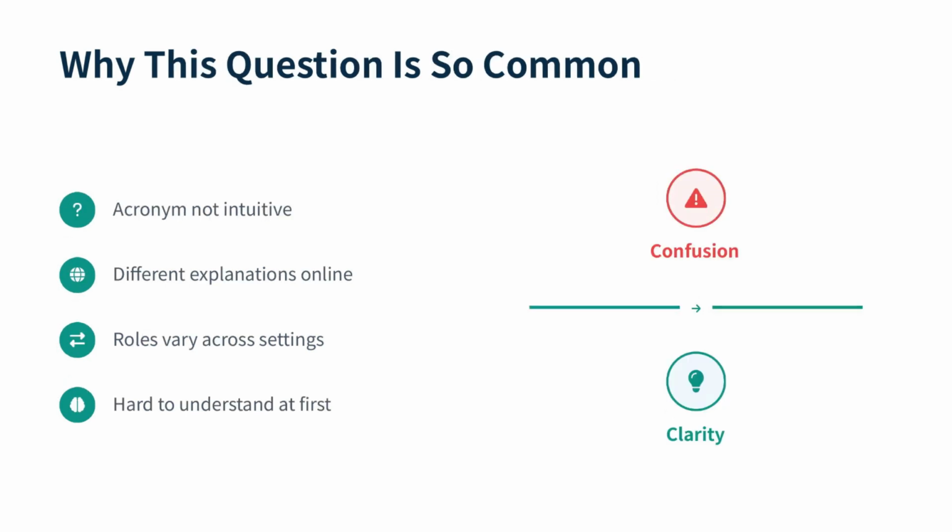This confusion doesn't happen by accident. First, the acronym itself is not intuitive. BCBA doesn't immediately tell you what the role involves. Second, if you search online, you'll find multiple explanations, some technical, some simplified, and some incomplete. Third, the role of a BCBA can look different depending on the setting. A BCBA in a clinic may look very different from one in a school or organization. And finally, when you're new to ABA, the concepts themselves take time to understand. So what we're really doing here is moving from confusion to clarity, and that requires both definition and application.